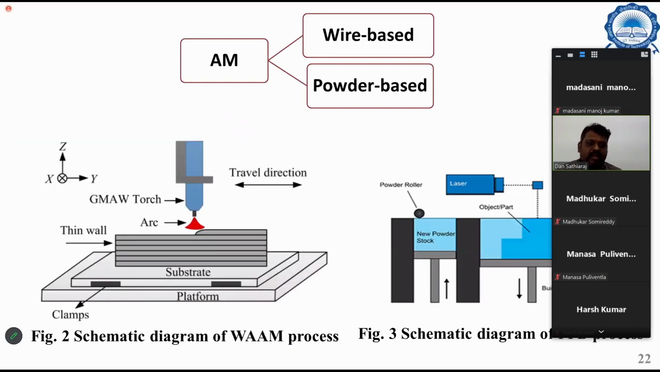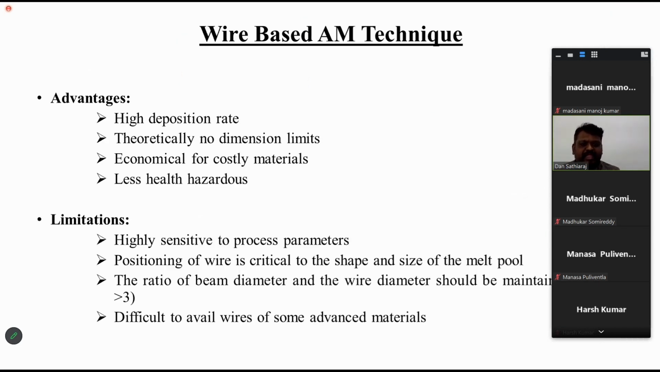Already I told you how the setup will look. In the case of wire based, we have to use an arc kind of technique. The arc can be generated by any of the welding processes. I hope you may have studied MIG welding, TIG welding, or microplasma. There are so many techniques in welding, and that technology is adopted in additive manufacturing. In the case of powder based processes, the laser is used as the source. The laser will melt the powder, and layer by layer it deposits. That is the idea of it. Basically every method has its own advantages and disadvantages. I will show you for both cases what the advantages and disadvantages are, then we'll go ahead.